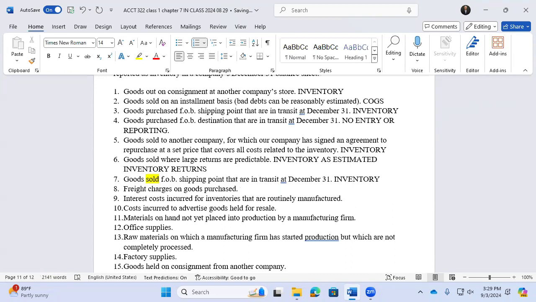Freight charges on goods purchased, go ahead. Oh, I'm sorry, you're correct. Thank you. Good question. This is cost of goods sold. My apologies.